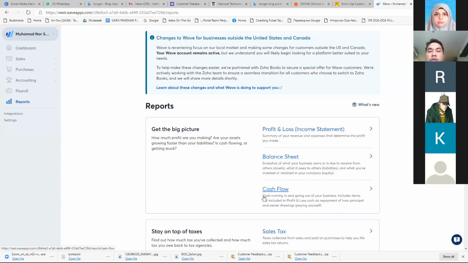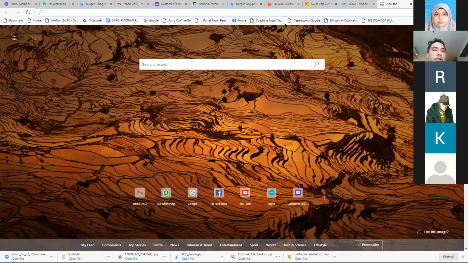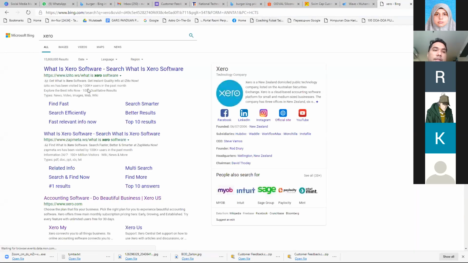Because the cash flow is the cash coming in and going out of your business. The balance sheet is a snapshot of what your business owns or is due to receive from the other asset. Profit and loss is a summary of your revenue and expenses that determine the profit you made. Okay. Another one that I'm using is what we call Xero.